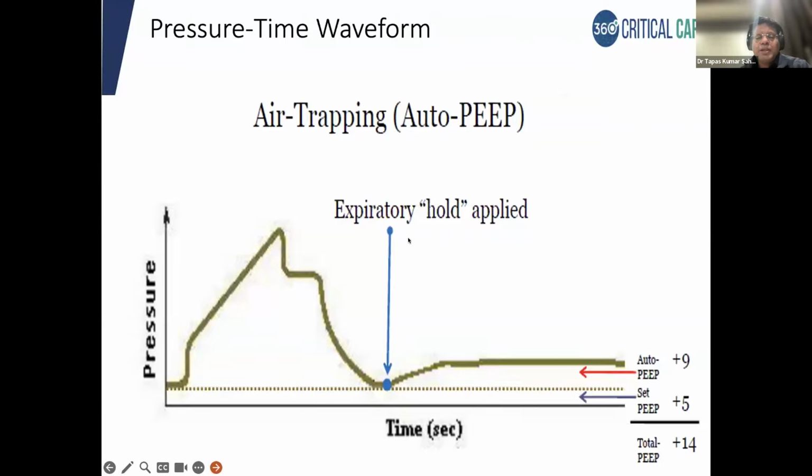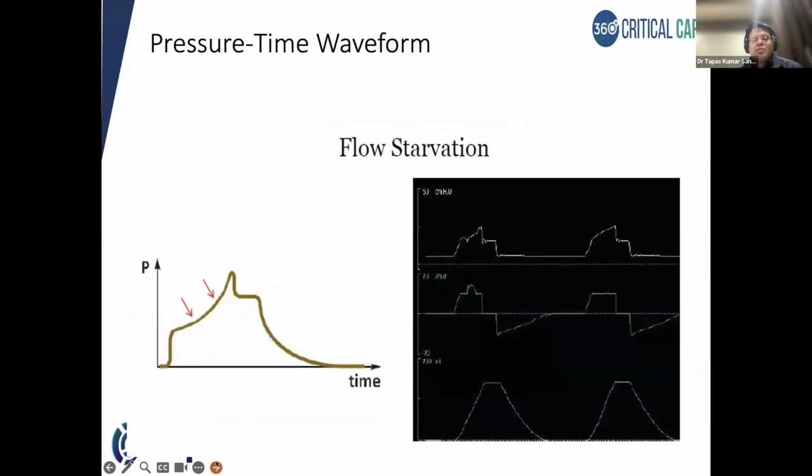Now here, when I'm doing the expiratory hold maneuver, I am getting the PEEP here, which is, this expiration is now almost in the plateau phase, and you are getting +9 here. So that is the auto PEEP. If you are not getting it, that means there is no auto PEEP. So your set PEEP is +5 and your auto PEEP is +9. So total PEEP is 9 plus 5, 14. Clear?